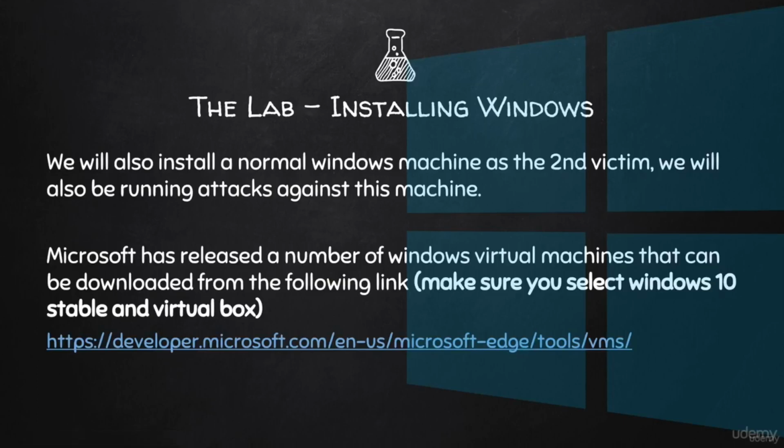The last machine that we're going to talk about installing today is the Windows machine. So this is just a normal Windows machine with Windows 10 that we will also try to hack into. So this is going to be another victim, another target, and we're going to see how we can try and hack into this victim. Now, again, we installed Metasploitable because Metasploitable has a large number of vulnerabilities, and it's just designed so that you can hack into.